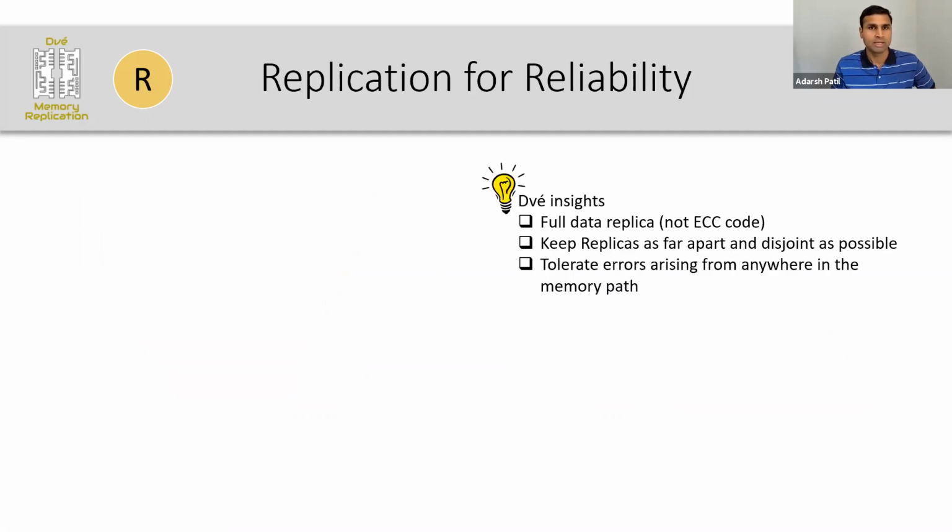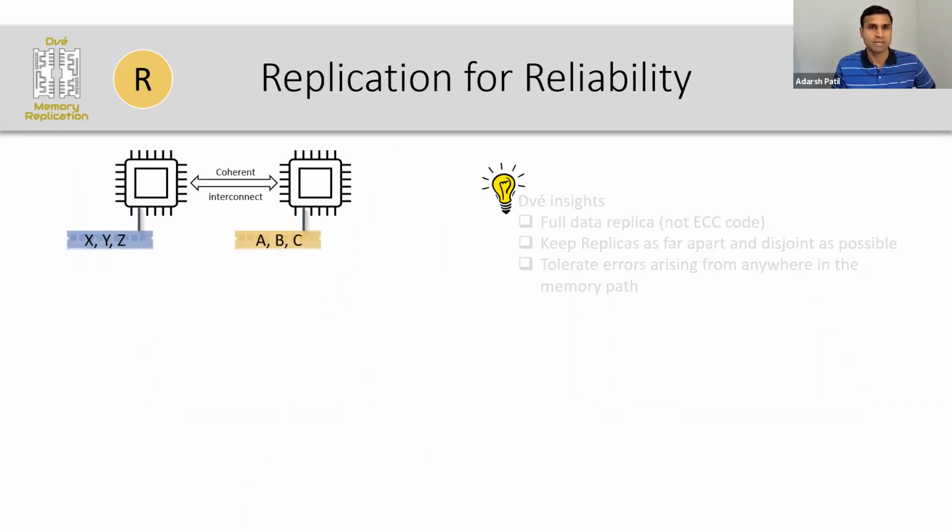DWAY brings the insight that having full replicas and not just the ECC code, and secondly, keeping these replicas as far apart and disjoint as possible allows tolerating errors arising from anywhere in the memory path. Now let's see this in an example.